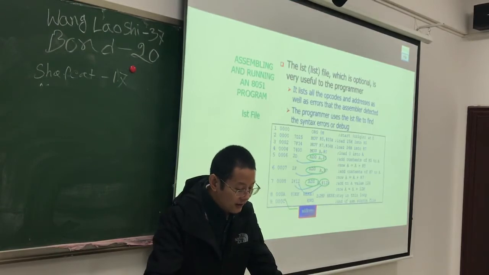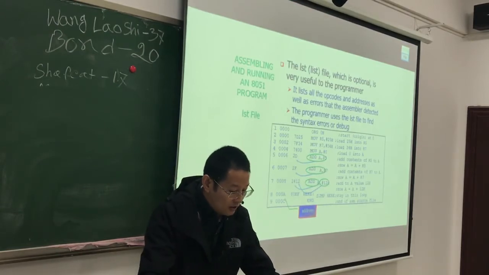The list file, which is optional, is very useful to the programmer. It lists all the opcodes and addresses, as well as errors that the assembler detected. The programmer uses the list file to find the syntax errors or debug.